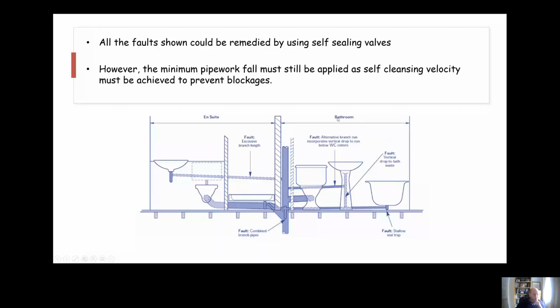So all of the faults shown could be remedied by using a self-sealing valve. So if the pipe's too steep, if the pipe's too long, if you've got two pipes connected into one run, which causes a risk of induced siphonage, all of these things could potentially be remedied by installing a self-sealing valve. But you must make sure, obviously, that you hit at least the minimum fall when you install your pipework, even if it does have a self-sealing valve fitted, because it helps prevent blockages. It helps ensure something called self-cleansing velocity, so any solids in the water are carried away with the water.